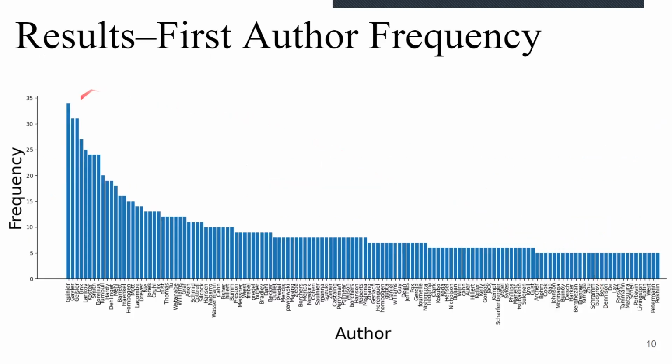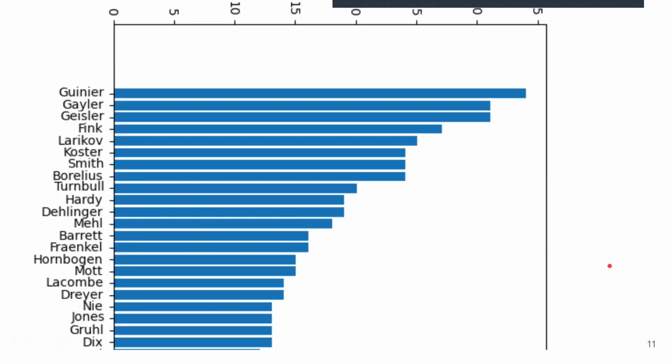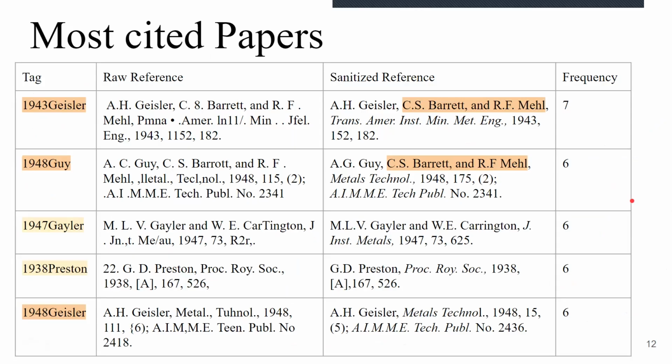So here's the first author frequency. I only took the first authors, not the second or the third, and journal, volume, and page number were not considered. Now here's a closer look at about the first 20 highly cited authors, the first 3 being Gainer, Gaylor, and Geisler. And here we have the most cited papers. Here they are, and you can see the raw reference and the sanitized reference.